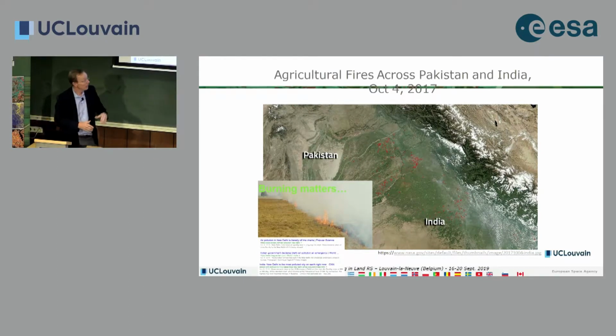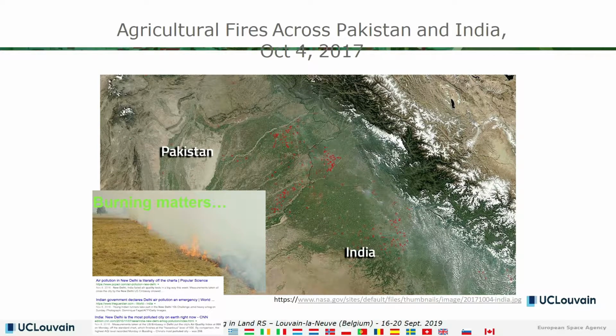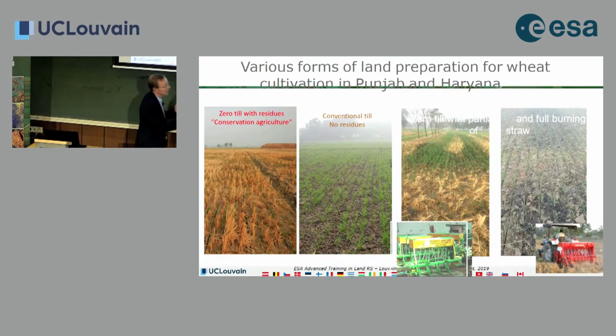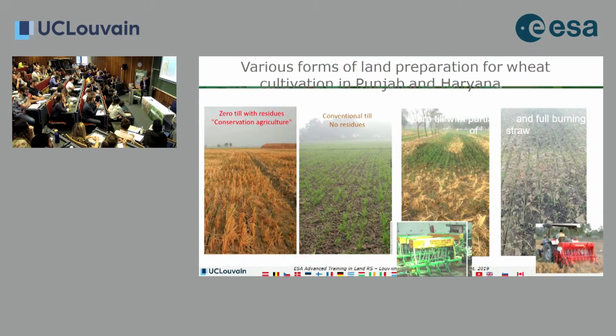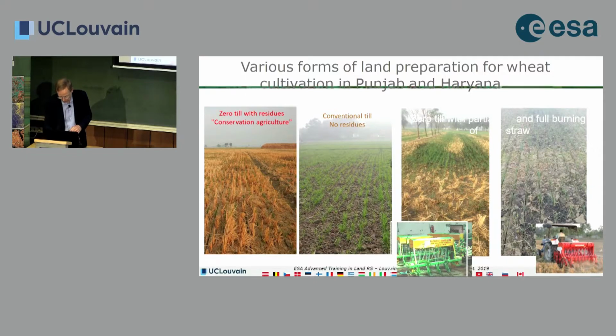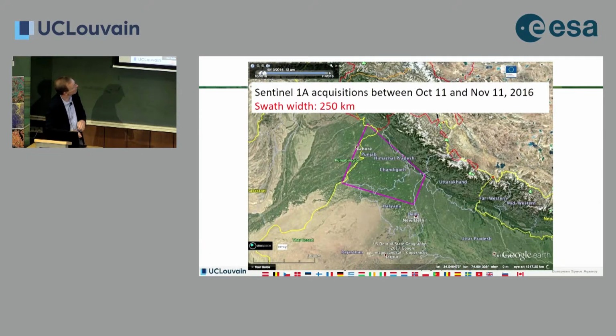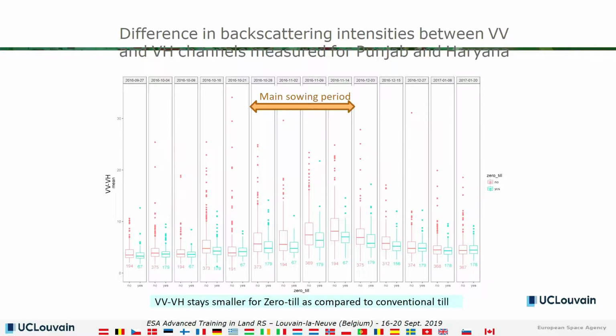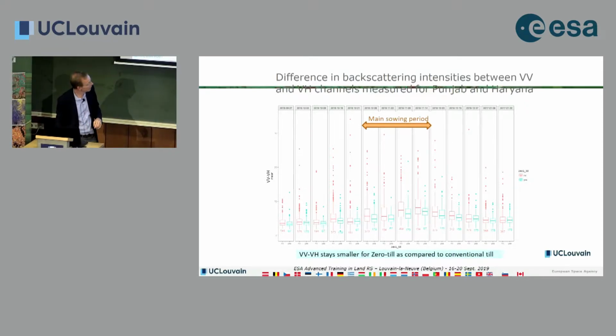In India, it's also the same concern. The residue management is actually done by burning, and this is an environmental problem. Therefore, conservation agriculture is a way to improve the management of residue, and the no-tillage approach could be a good solution. Therefore, you have the zero-till here, conventional tillage with no residue, and all these variants. This is the area which we studied. This is the signal over the season from the till and no-till. Zero-till in blue, conventional tillage in red.